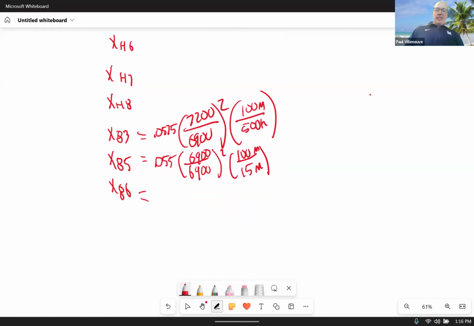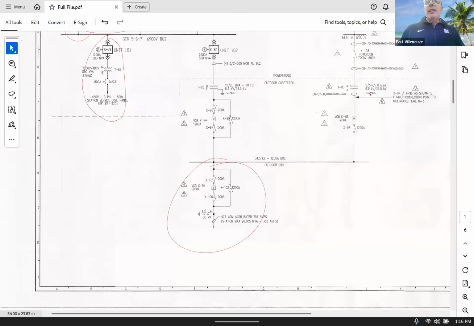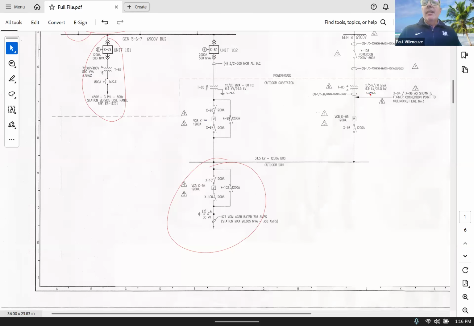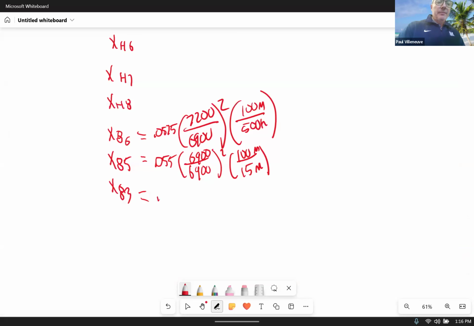And then T86 is, whoops, I did it backwards. This should be 86 up here. That's 86 and that's 83. I read the wrong spot. Sorry about that. So T83 is going to be 5.41.